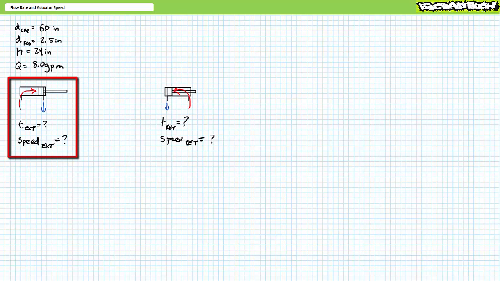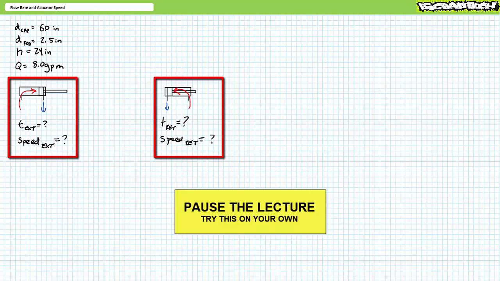Extension necessitates liquid completely fill the fully cylindrical cap end. Additionally, see if you can solve for the time of retraction in units of seconds and the speed of retraction in units of inches per second and feet per minute. Retraction necessitates liquid completely fill the tubular rod end. By all means, pause the lecture and try this on your own. If you're tracking, you should have obtained the following results.